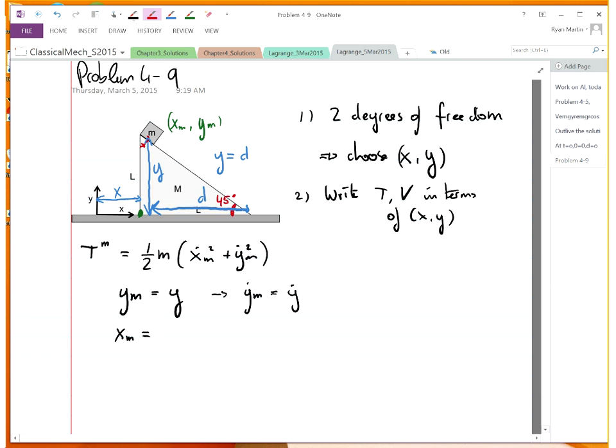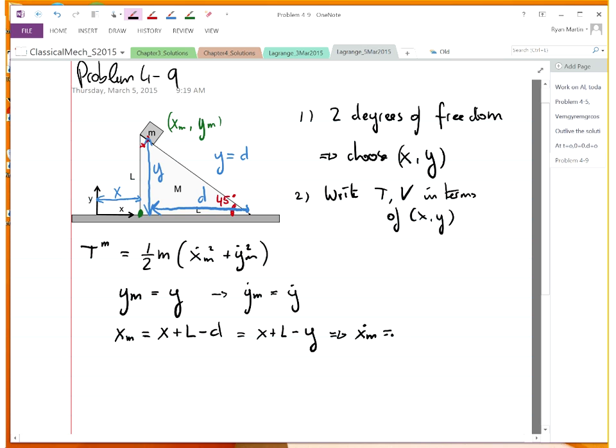So now the X position of the mass is X, the blue X, plus L. So now I'm at where the angle is, and then minus D. So that's X plus L minus Y. That was really the only tricky part of this problem.